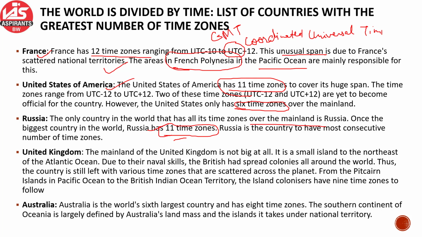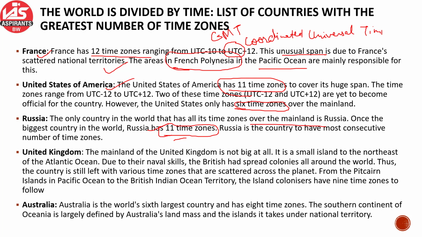Then UK itself is not that big, but because it has many territories in the oceans, it has 9 time zones. So if a question is asked, let's say, which of the countries has the maximum time zones over their mainland, then it would be Russia. But which of the countries has the greatest number of time zones irrespective of the mainland, then it would be France. Okay, and then Australia, it has 8 time zones.